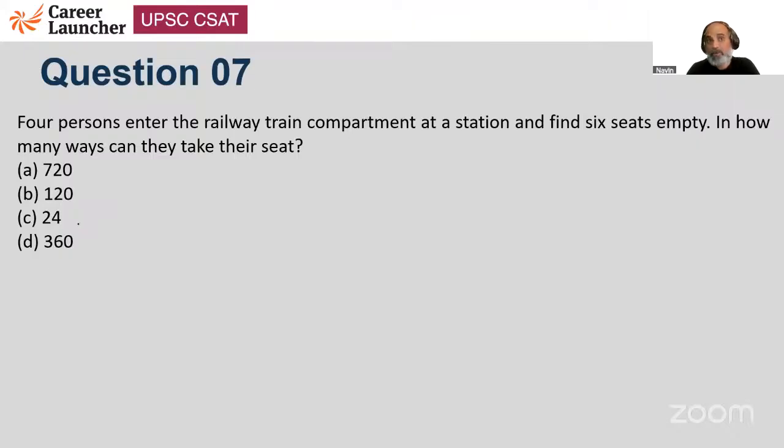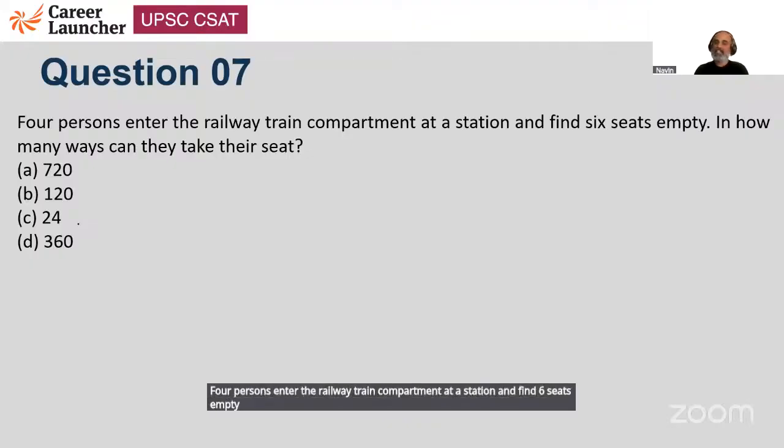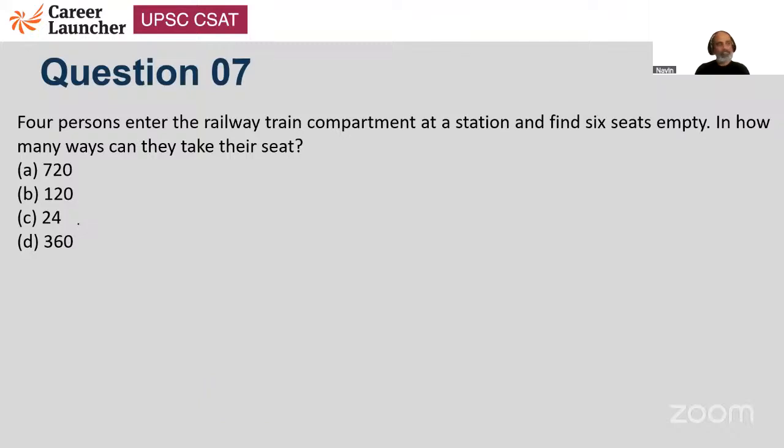Okay. Permutation and combination now. 4 persons enter the railway train compartment at a station and find 6 seats empty. In how many ways can they take their seat? It's the very first question you will encounter when you are studying permutation and combination में arrangement. 1, 2, 3, 4, 5, 6. These are the 6 seats, and there are 4 people.